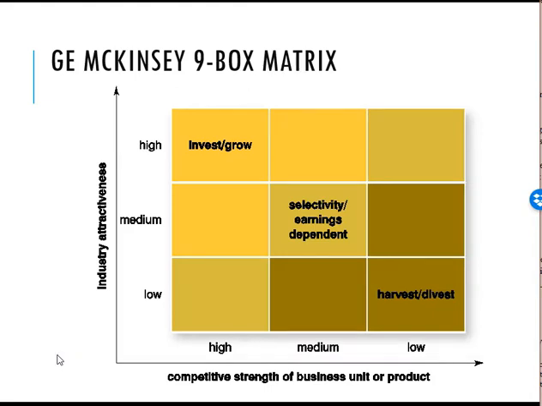Finally, the book talks about the GE McKinsey 9-box matrix of how to make some decisions regarding your business units as a result of whether they have high competitive strength versus low, and whether they are in an attractive industry or not in an attractive industry. And basically, if you see any question on this on the test, it will be more definitional than application-based. This is just the competitor of the Boston Consulting Group matrix.